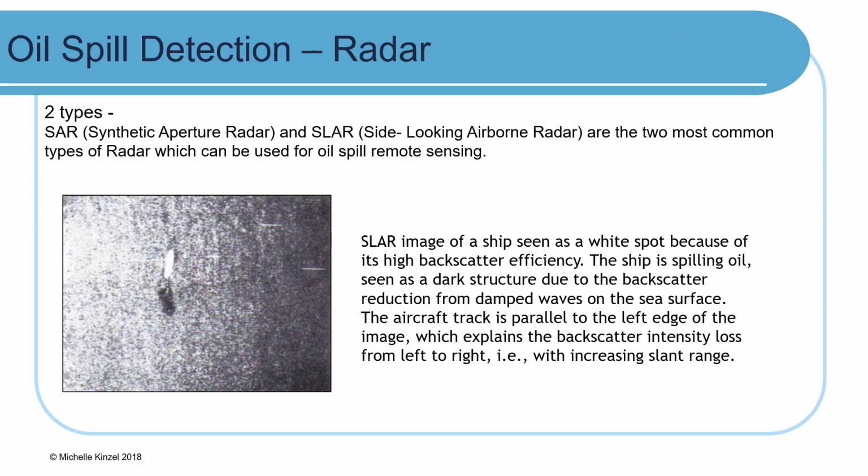So with side-looking airborne radar, here's an example of a ship that is seen as a white spot because of the high backscatter efficiency, and the ship is spilling oil, and that's the dark cloud below the ship. The aircraft track is parallel to the left edge of the image, which explains the backscatter intensity loss from left to right with an increasing slant range.